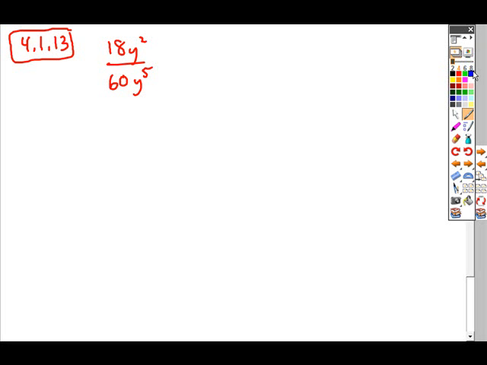Original problem. So again, the fraction itself, you can cancel out a common factor of 6. And then the y's, these two y's cancel with 2 of these 5, leaving the 3. So with your simplified form, you get 3 over 10y cubed. Okay, probably the question is not with this, it's with how do you identify the domain restrictions.